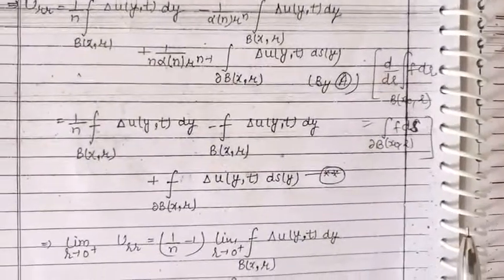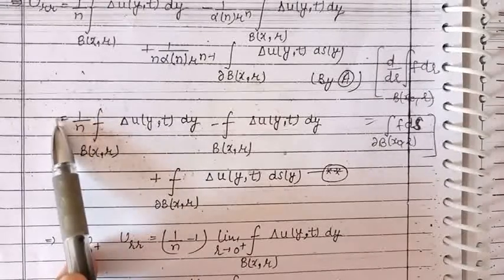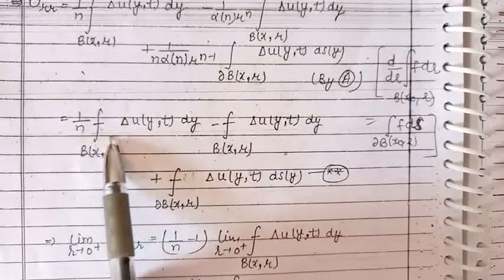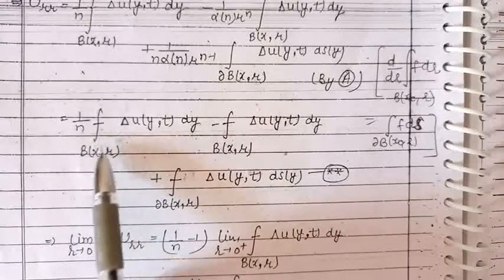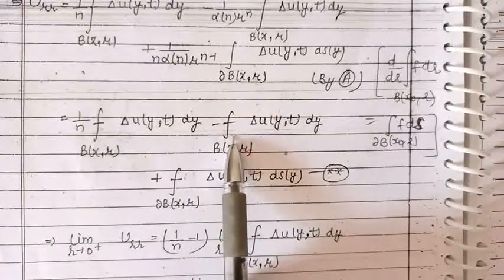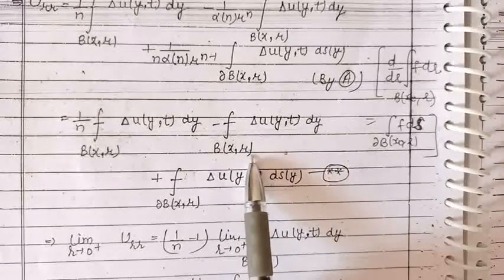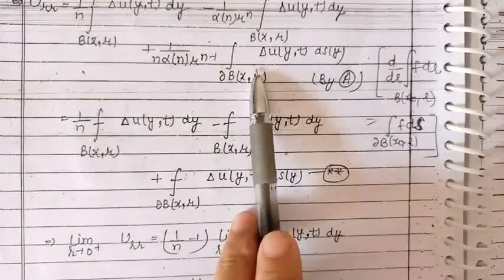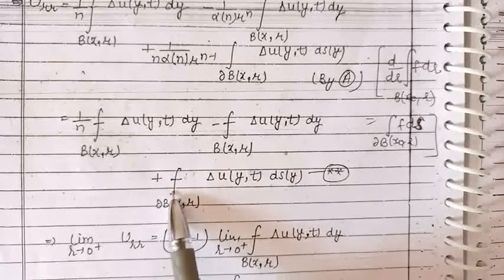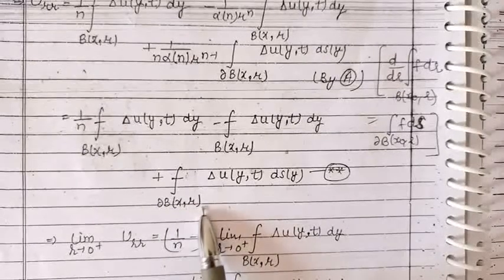So correspondingly, we have obtained the second order partial derivative of function u with respect to r, which is given by 1 upon n into the average of Laplacian of u over the ball with center x, radius r, minus the average of Laplacian of u over the ball with center x, radius r. And the last term we again have converted into an average. So that is the average integral of Laplacian of u over the sphere with center x, radius r.